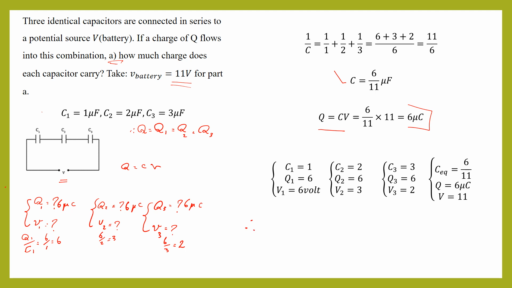How? If the capacitors are connected in series as in this question, V equals V1 plus V2 plus V3. Therefore it should be 6 plus 3 plus 2, is how much? 11 volt is the potential of the battery.